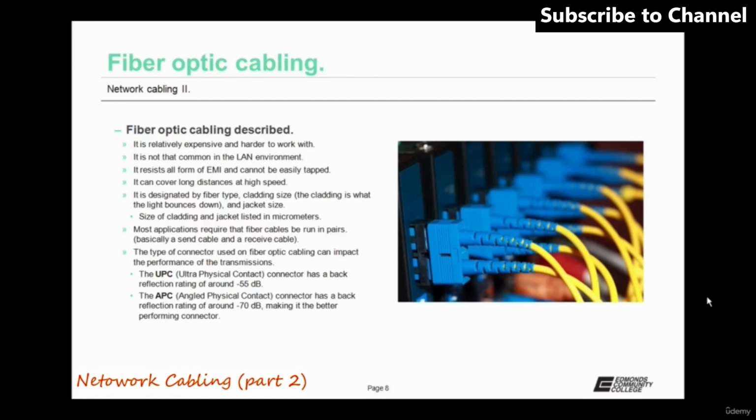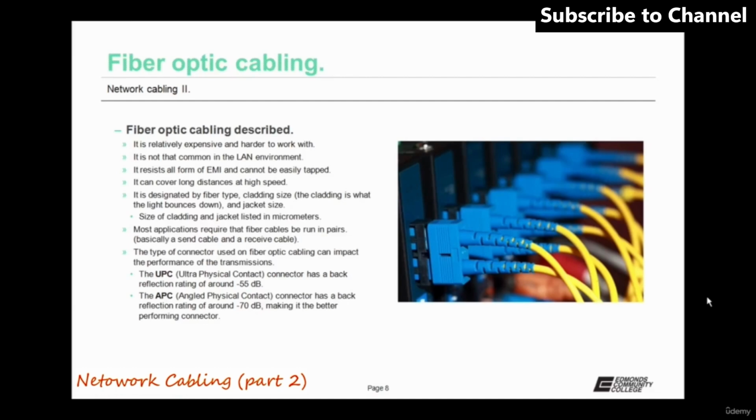Fiber optic cabling is designated by fiber type, cladding size. By the way, the cladding is what the light bounces down, and its jacket size, that outer jacket that covers the cable. The size of the cladding and the size of the jacket are listed in micrometers. Most applications of fiber optic cabling require that the cables be run in pairs. One cable to send transmissions, one cable to receive transmissions.